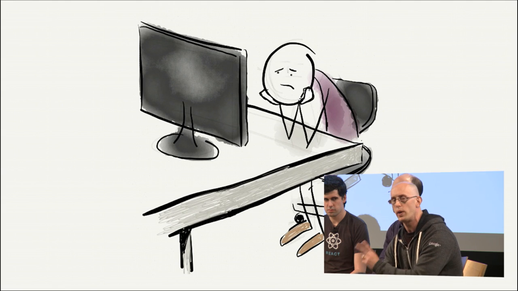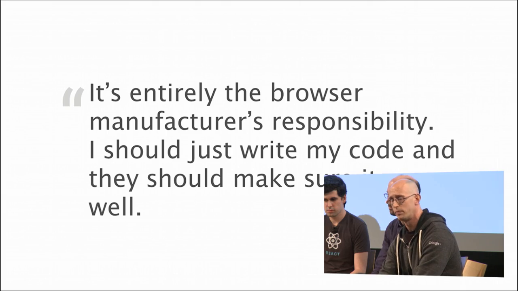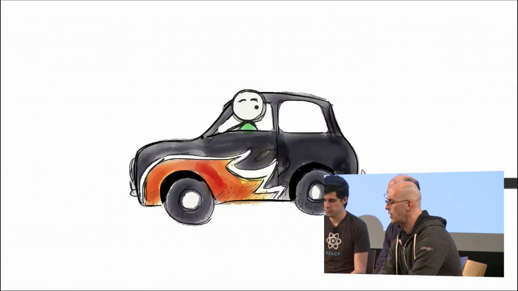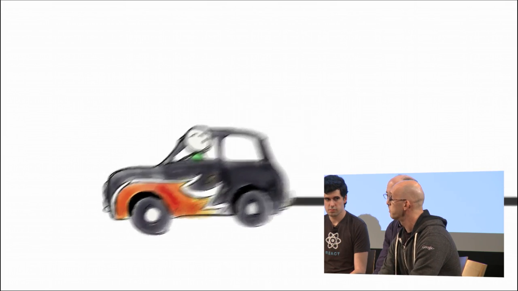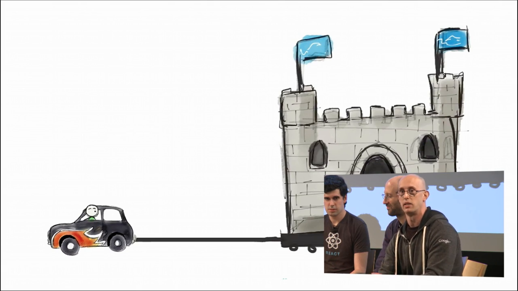Allow me to present two extremes of views to that particular question. First of all, it's entirely the browser manufacturer's responsibility. I should just write my code, and they should make sure that it runs well. For me, that would be like telling a car manufacturer that you expect to be able to get to 60 miles an hour, no matter what fuel you put in, how you drive, or what you end up carrying. Just seems on the unreasonable side to me.